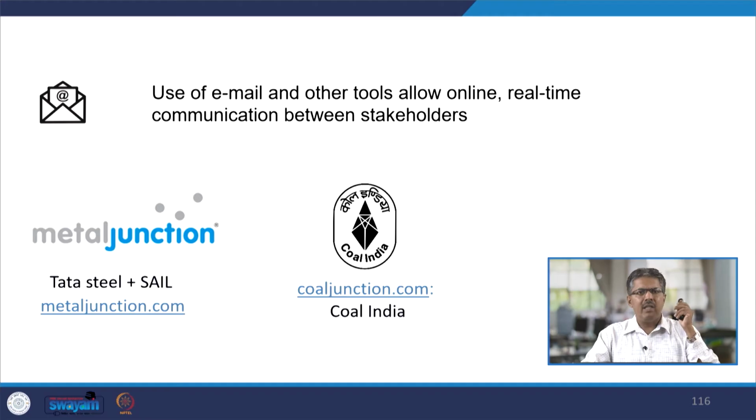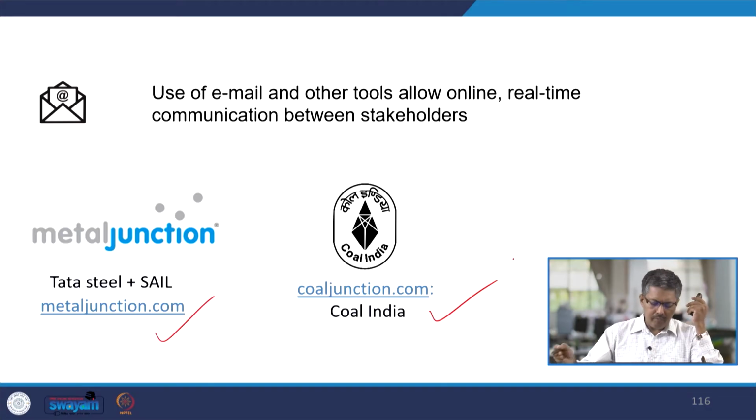Now, the use of email and other tools allows online real-time communication between the stakeholders. You have email facilities and online interaction facilities. Today you can speak on WebEx, or let us say a Google Hangout, or meet somebody through some platform. That has created a very easy and less expensive method of communicating and negotiating with your suppliers. For example, there are two sites I have mentioned here, metaljunction.com and coaljunction.com. One is for steel and the other is for coal.